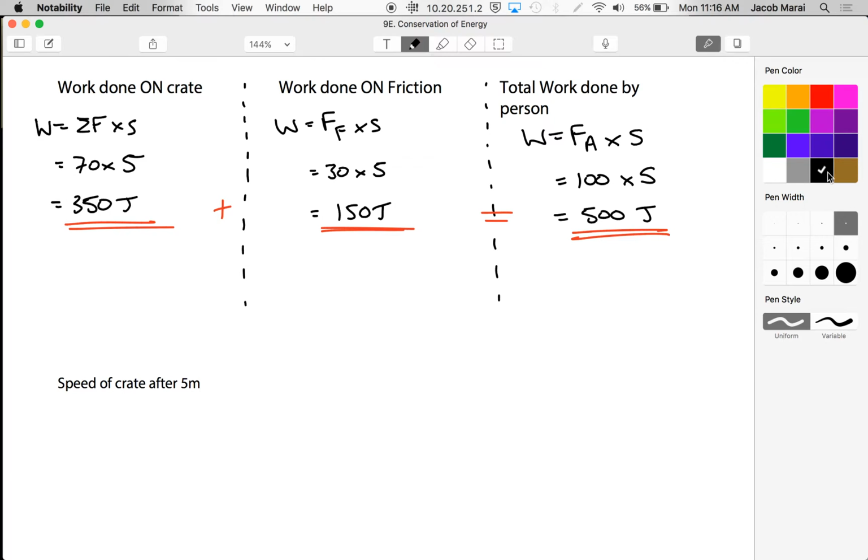Now we could look at the total energy of the system. The system could be the entire diagram. We would say that the total energy is the sum of all forms. And in this case, we're not worrying about its potential energy. We'll just assume that it's staying at the same height, h equals 0, so there's no potential energy. Then we can check that 500 does in fact equal 350 plus 150.